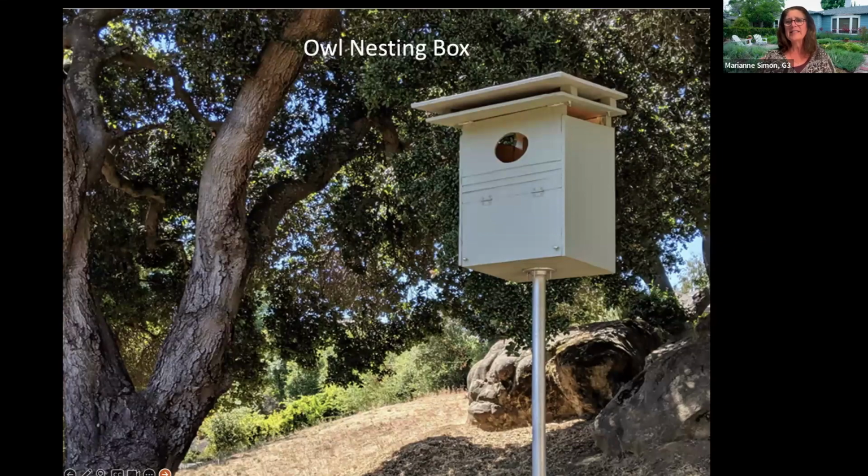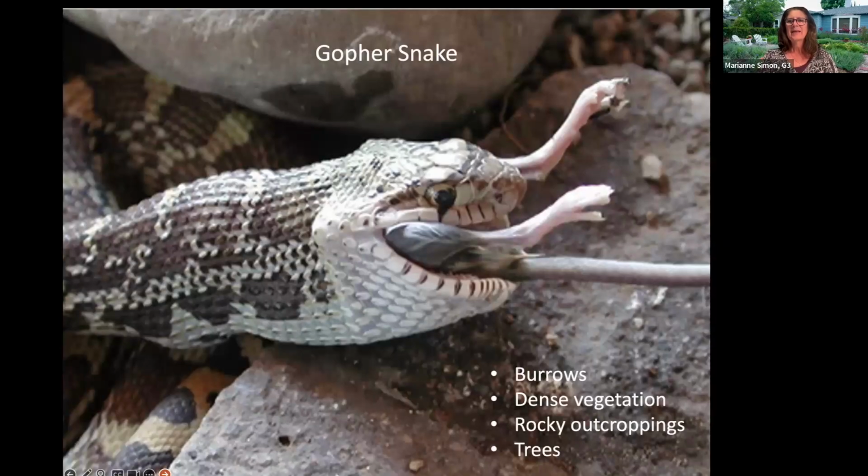Other ways you can invite those big birds in is to actually build or order an owl nesting box. How cool is that? Now we're going to look at some of these, and you may go, "Oh my gosh, there's no way that I would want that in my garden." And yet it's that same thing.